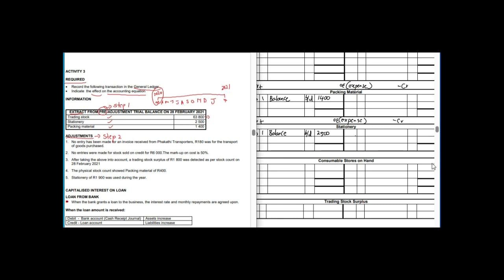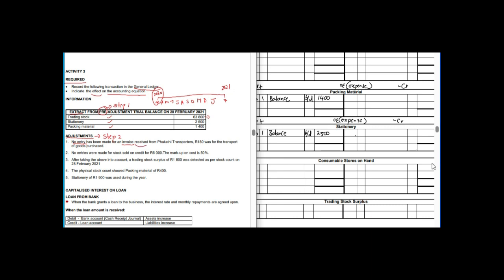It says, no entry has been made for an invoice. So now we have a source document, which is an invoice. So let's find out, what happened with the invoice?